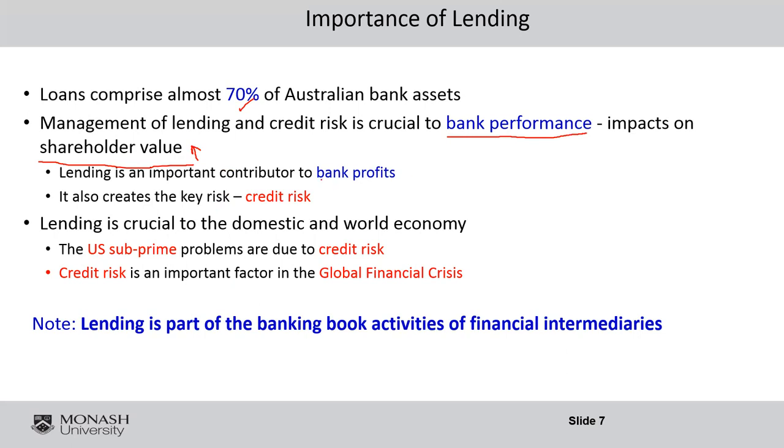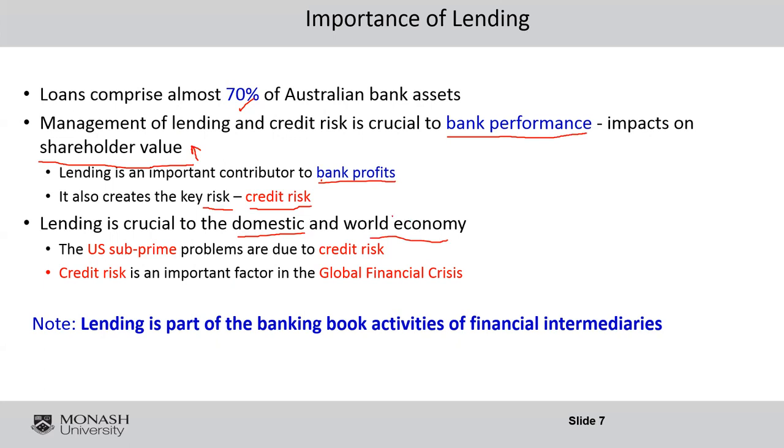Lending is important because it decides on the profits, but it involves credit risk. We include a risk, which we call credit risk. Lending is very important for the domestic and world economy. We have to do it all the time.